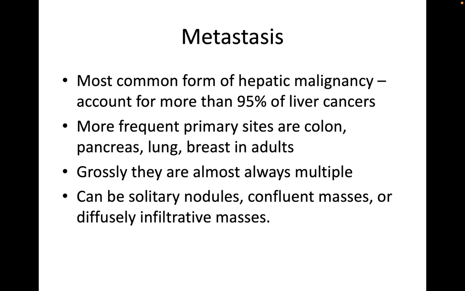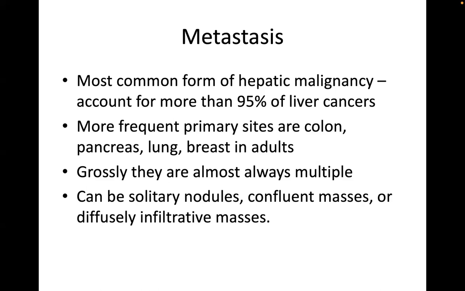Metastasis. I just put metastasis because they are very common. The most common form of hepatic malignancy is liver metastasis, and it occurs in about 95% of liver cancers. And it can come from many sites: colon, pancreas, lung, breast, and grossly they are almost always multiple. It's not always the case, but if you see multiple lesions on ultrasound or CT scan, the most likely thing is that they are metastasis as opposed to primary liver cancers.